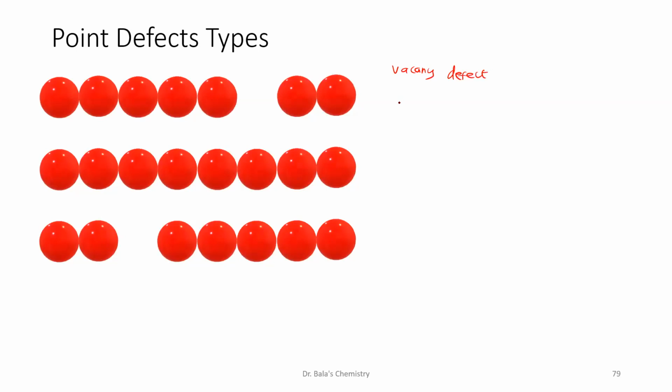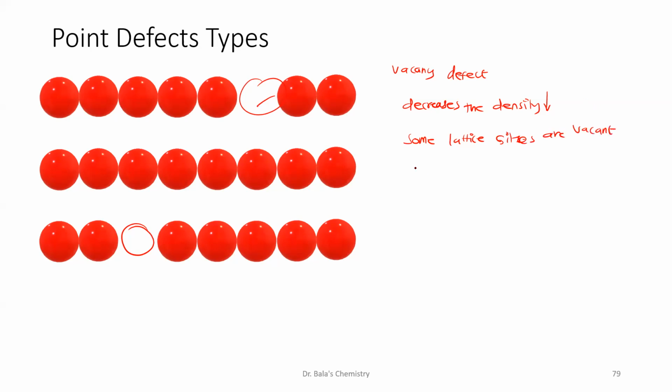So a vacancy defect decreases the density. Am I right? It decreases the density of the crystal. Why? Because something is missing. There's free space. Something has to be there, but something is missing. That's why the density decreases, because some lattice sites are vacant or becoming vacant. That is what is called a vacancy defect.